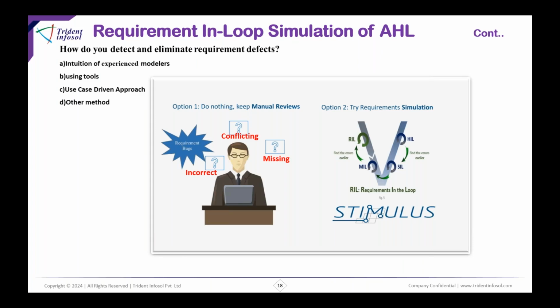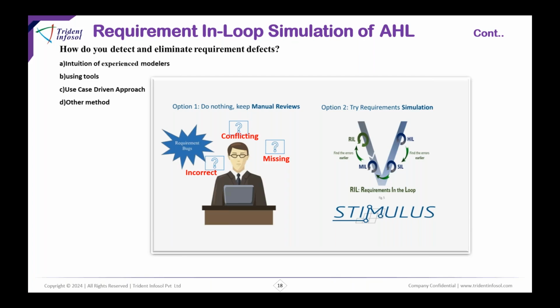On the slide, we can see on the left side that we are using a traditional manual review based approach, where this method relies more on the intuition of experienced modelers to catch issues like conflicting, incorrect, and missing requirements. However, relying on this manual effort to detect requirement defects is often time consuming, error prone, and also inconsistent.